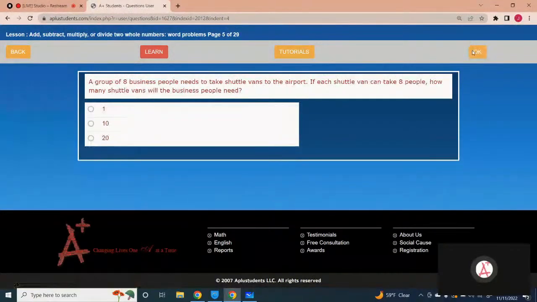Okay, the next one is a group of 8 business people need to take a shuttle van to the airport. If each shuttle can take 8 people, how many shuttle vans will the business people need? Just one, because the shuttle can take 8 people. So 8 divided by 8 is 1. So you just need one shuttle. Got it?